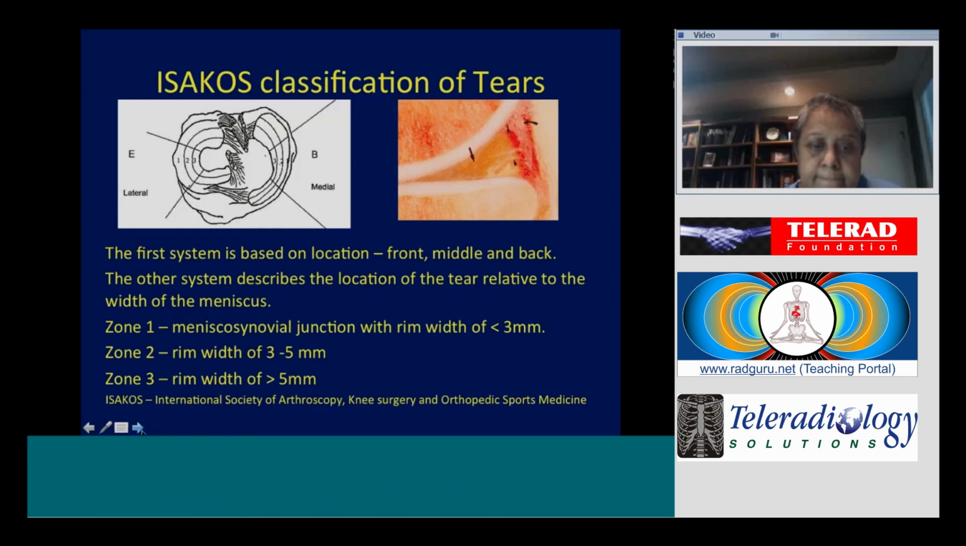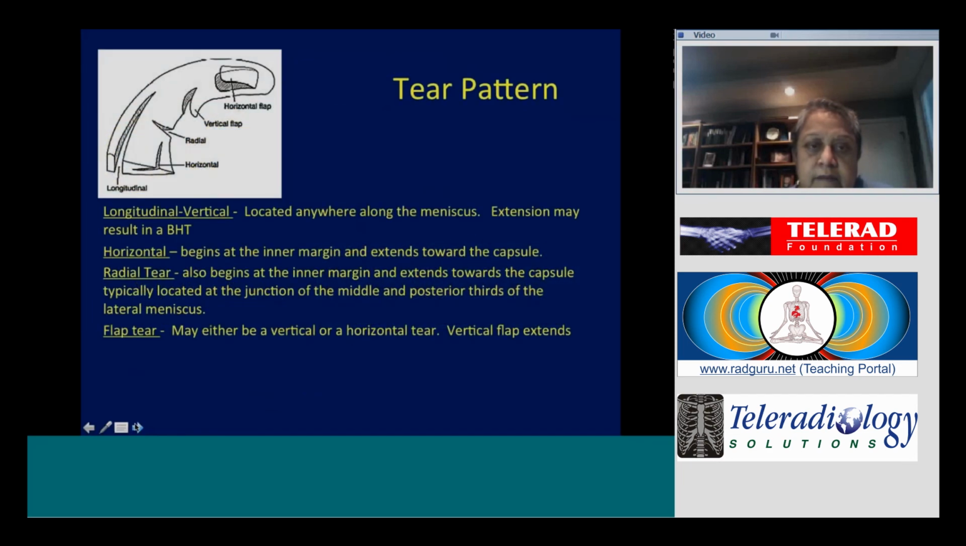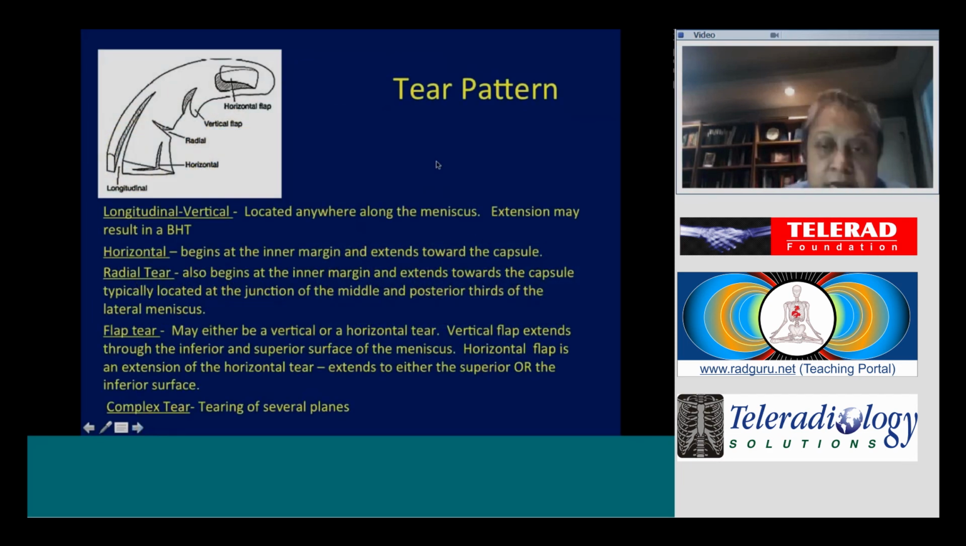Here is a cartoon showing the different kinds of tears, and we will discuss this further, but this is a good way to remind yourself of tears. The tear pattern can be longitudinal or vertical and located anywhere along the meniscus. The extension anteriorly and posteriorly may result in a bucket handle tear. The horizontal tear begins at the inner margin and extends towards the capsule. The radial tear also begins at the inner margin and extends towards the capsule.